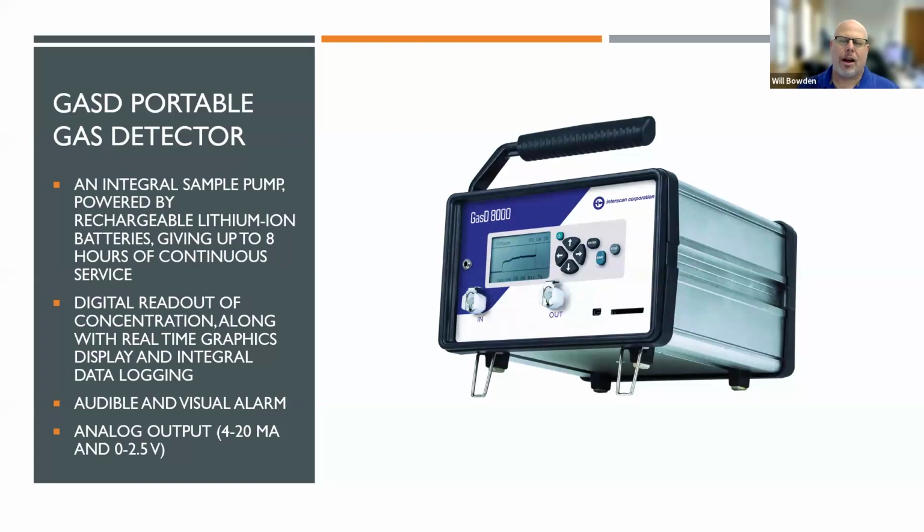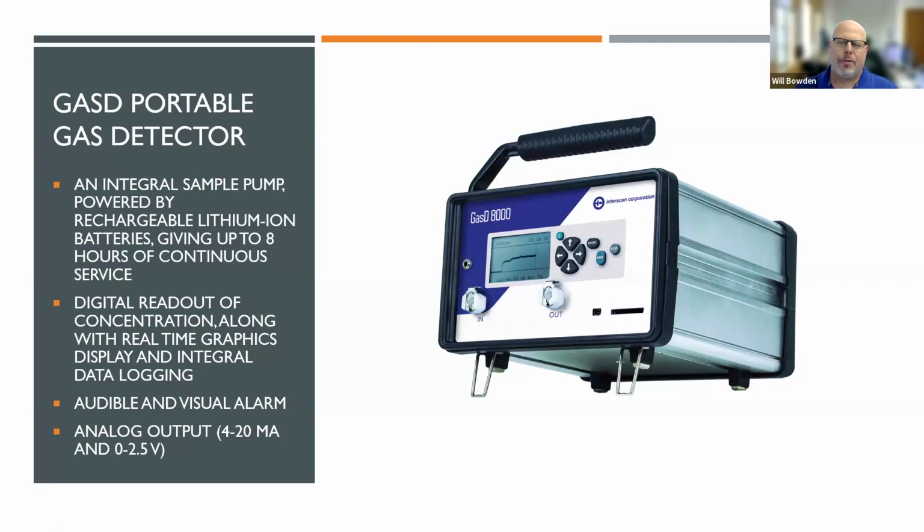So with the Gas D, we actually have a digital readout of concentration along with real-time graphics display and internal data logging. The internal data logging comes via SD card slot here with up to 32 gigs of memory. And that's downloadable to be able to take that and move it over to a PC and be able to extrapolate that data and do analysis on that.